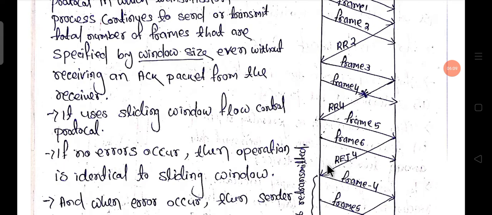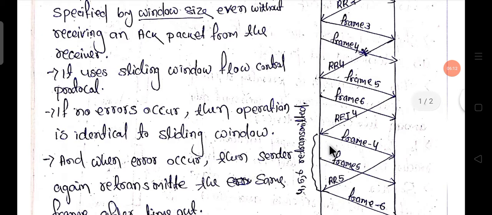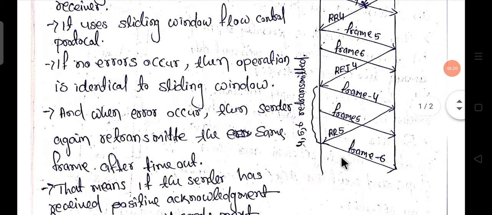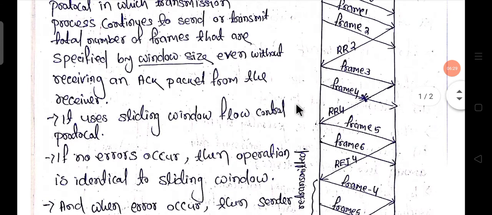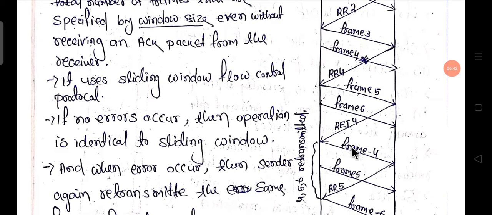Then the sender sends frames 4, 5 and 6 again. That means all the frames after frame 4 will be retransmitted. Before getting the acknowledgement, frames 4, 5, 6 were already transmitted, and after getting that acknowledgement, frames 4, 5, 6 are transmitted again. This is the disadvantage of this type of technique.